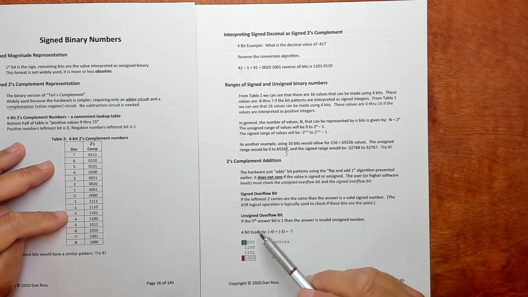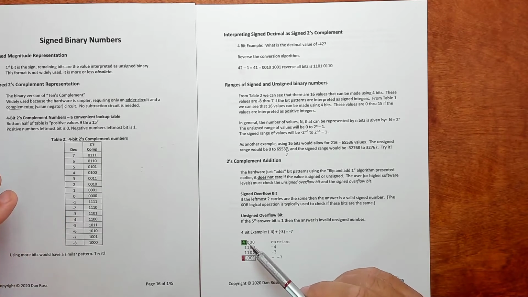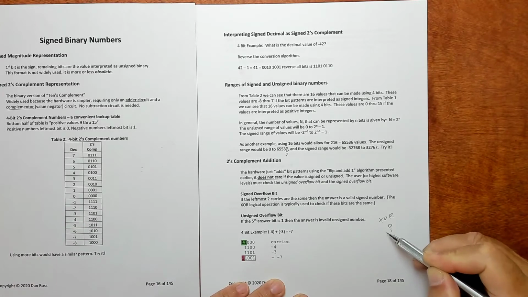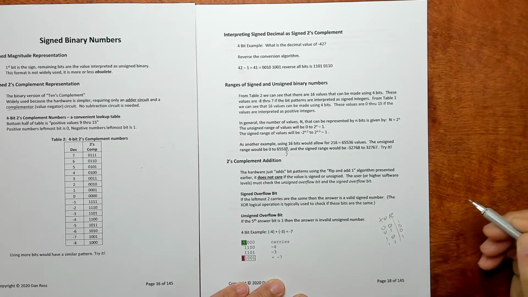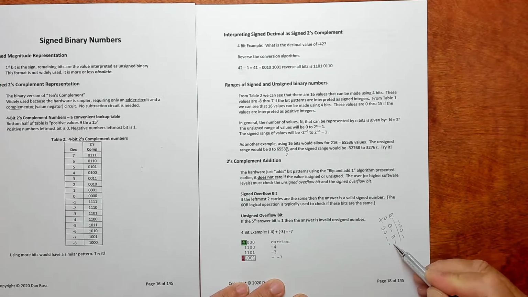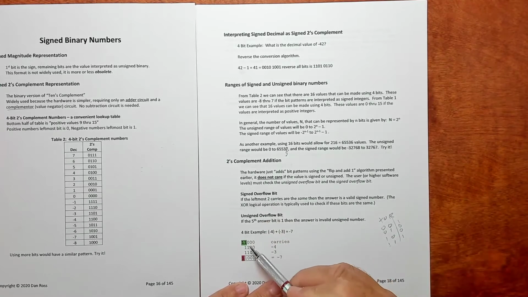So really the signed overflow bit is the result of XORing these 2 bits. XOR is this thing right here. It produces a 1 if both of the inputs are the same, if they're both 0 or they're both 1. So that's why we call it the signed overflow bit, when really what you're doing is looking at these last 2 carries and checking if they're the same.